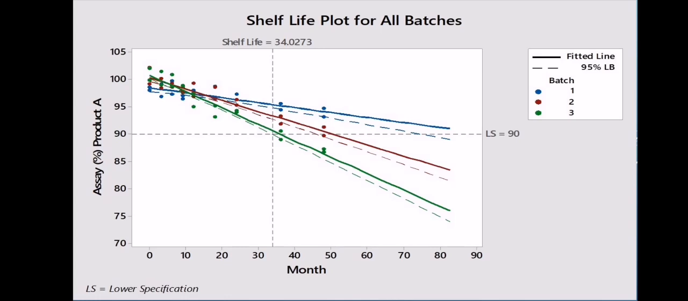You will notice on the left-hand axis, the y-axis, assay percent, that we have marked the 90% point and drawn a horizontal dotted line from there. The software does this automatically. So that's the threshold. When the line falls below that threshold, that's when we set the expiry date. And we see that that line reaches the lower confidence bound at just more than 30 months. In fact, the value is shown at the top of the graph, 34.02 months. So that's a suggested shelf life.